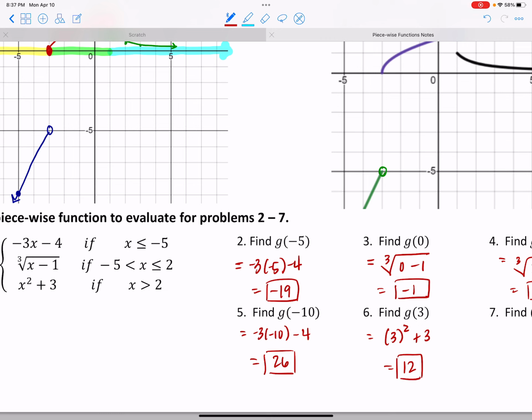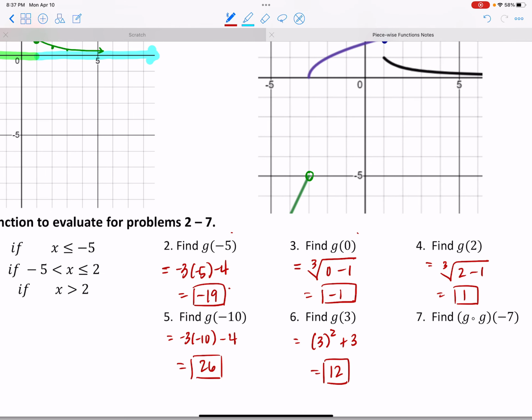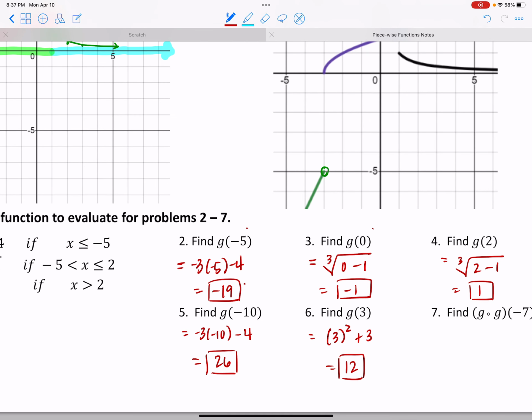Okay, so then we have a whole bunch of points here. If we were to actually graph this piecewise function, you would have a point at -5, -19. You'd have a point at 0, -1. You'd have a point at 2, 1. A point at -10, 26. A point at 3, 12.